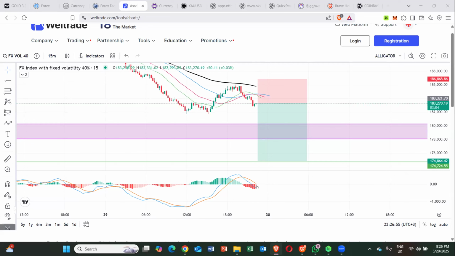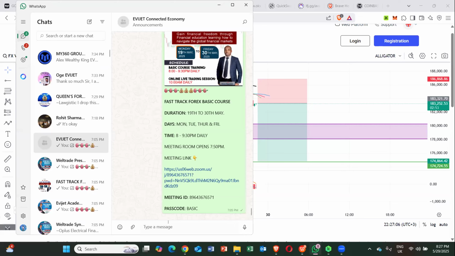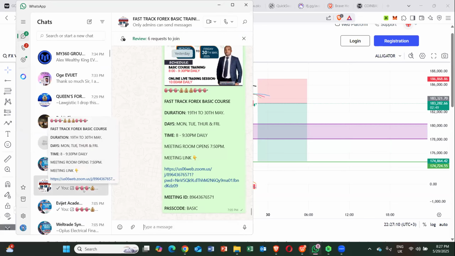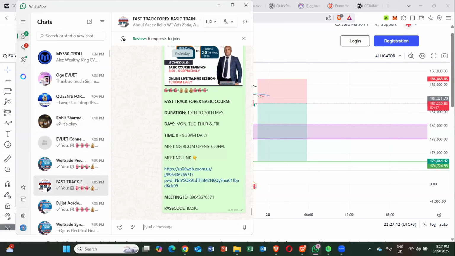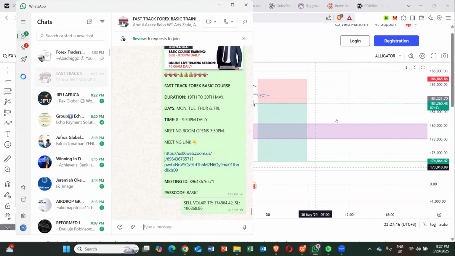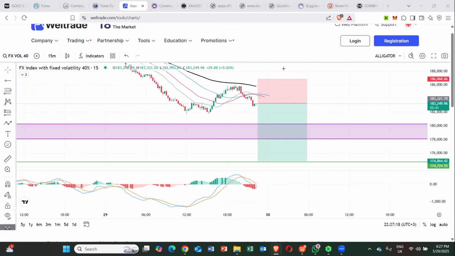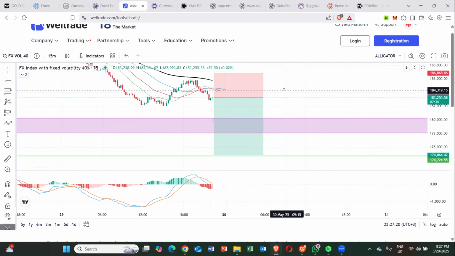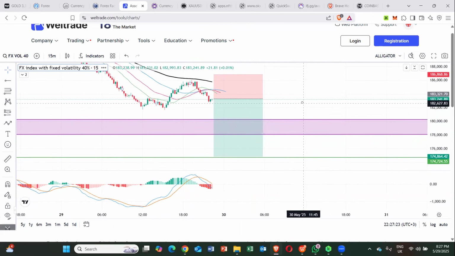Now, how many? I want to know how many persons have taken this trade. Just either write on the chat box or you raise up your hand. Emoji. Okay, fast track. So let's see what the outcome would be.